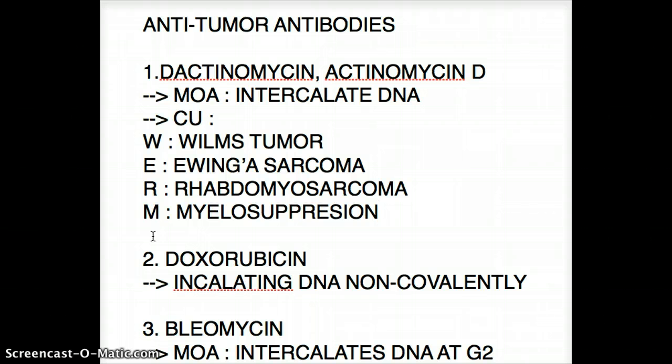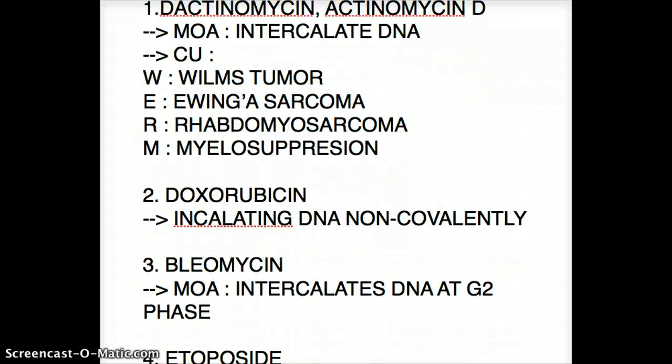Another way of remembering these is by knowing that these are all child tumors. Ewing sarcoma, rhabdomyosarcoma, Wilms tumor, these are usually found in children, and you can kind of say actinomycin D, children's act out. So that's one way of remembering it. So that's dactinomycin or actinomycin D.